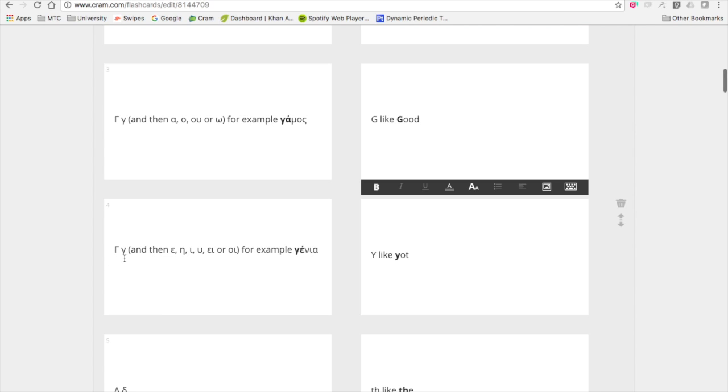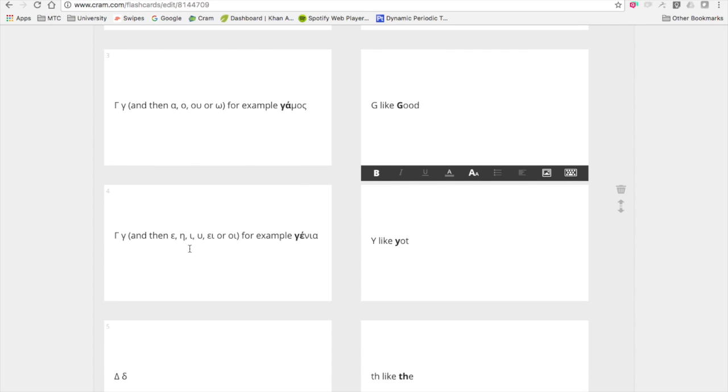However, you can also pronounce the letter gamma in a different way if the letter after gamma is e, e, or e. Yeah, lots of e's. In that case, it would be pronounced like a y. For example, in this word, which means beard, yenia. So it's more like a y there.